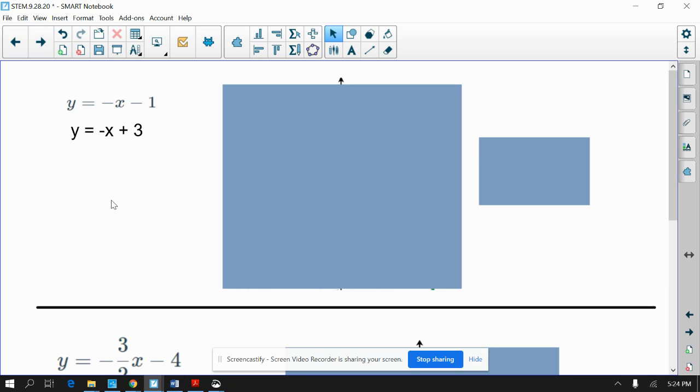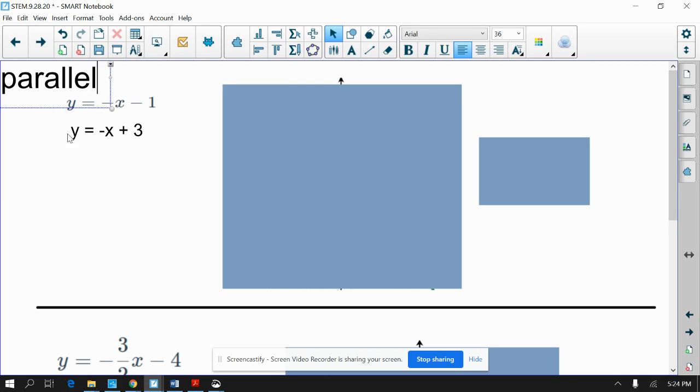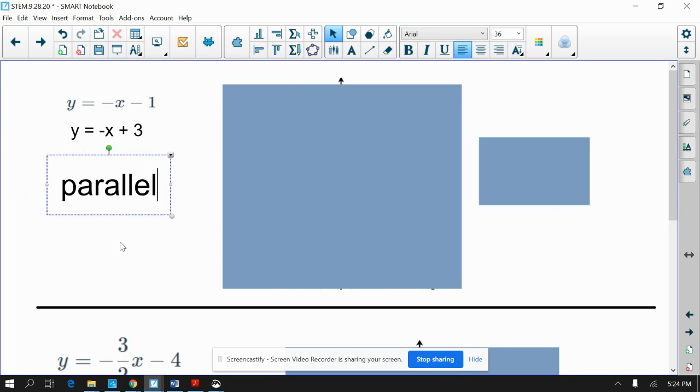There are other possibilities. For example, this. Here's another system, -x minus 1, -x plus 3. And what do you notice about these two lines? They have the same slope. They both have the same slope of -1, which means they are parallel. That was also on the test yesterday. Hopefully you did well there.